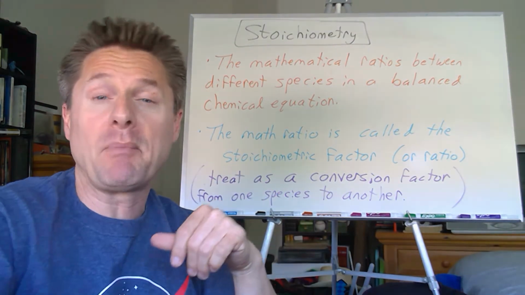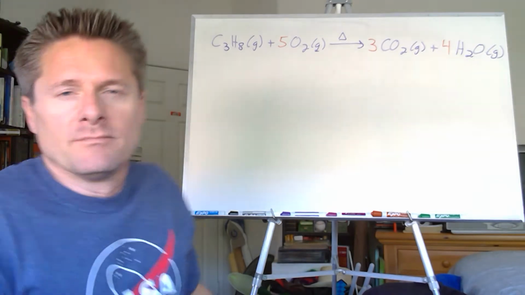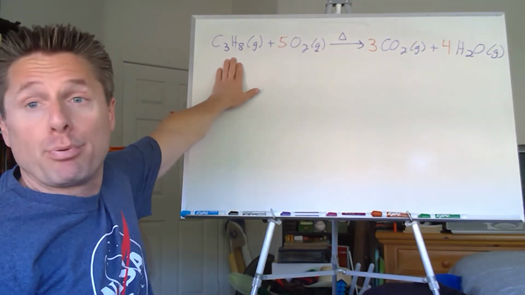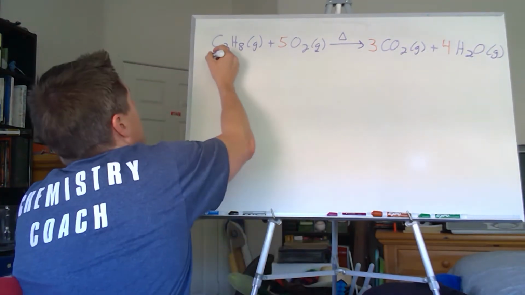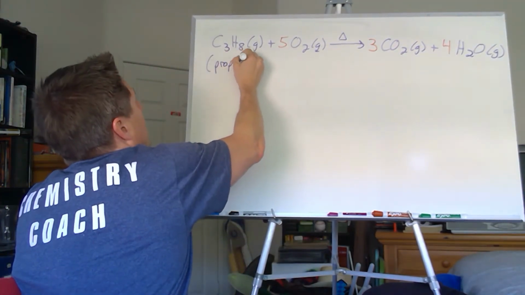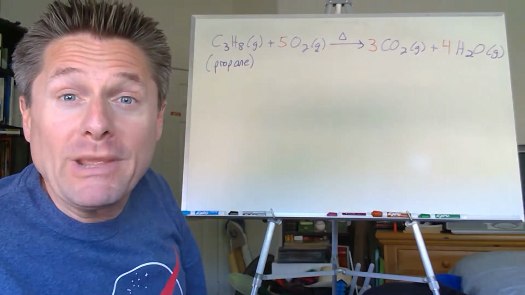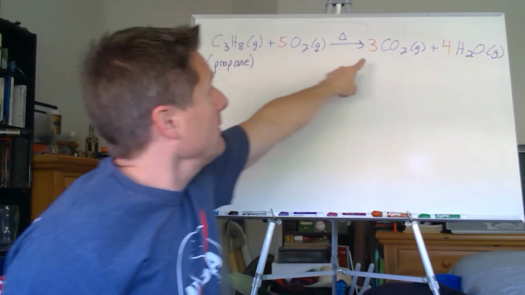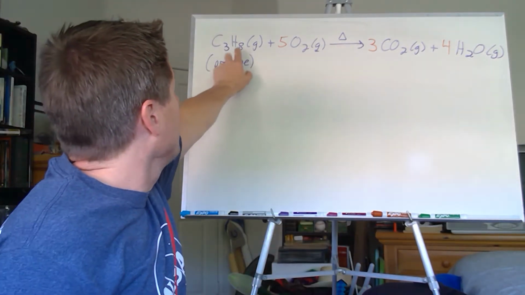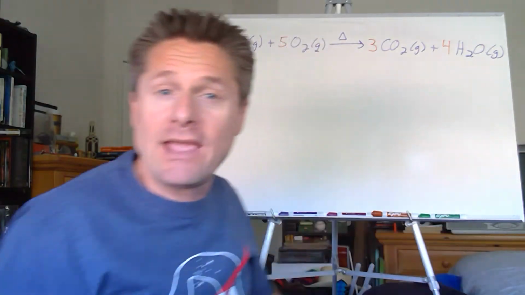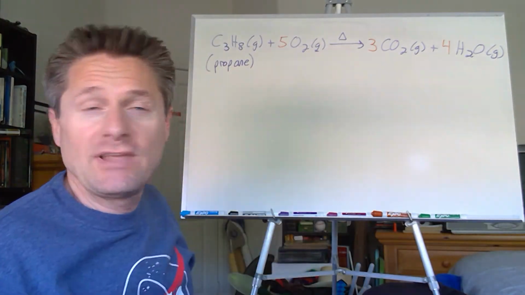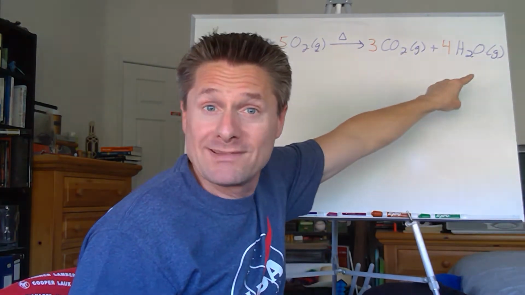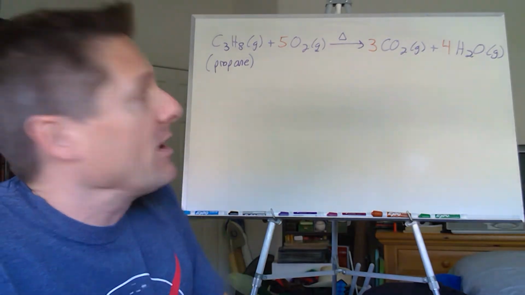Let me erase this board and get up a balanced equation for you. This is similar to the butane combustion we did in the last video, but this one happens to be called propane, by the way. This is propane. You might be using that in your barbecues. Is it balanced? We've got 3 carbons here, 3 carbons there. I've got 8 hydrogens here. 4 times 2 is 8 hydrogens there. 5 times 2 is 10 oxygens. 3 times 2 is 6, plus 4 times 1 is 4. 6 plus 4 is 10. 10 equals 10. So that's a balanced chemical equation.